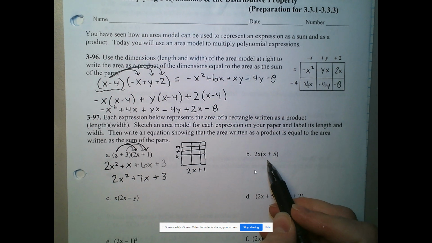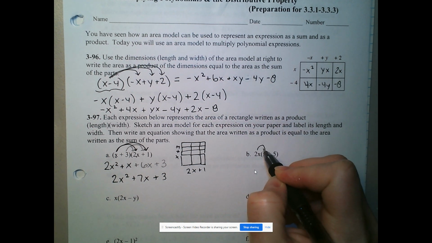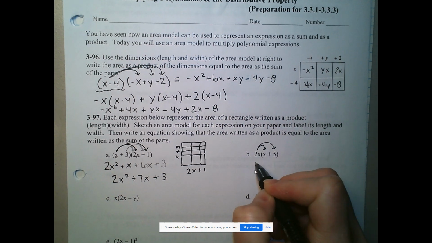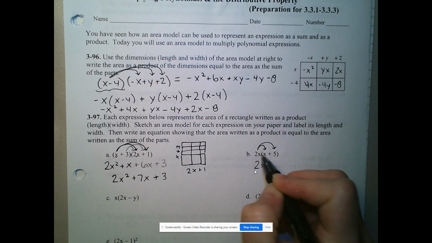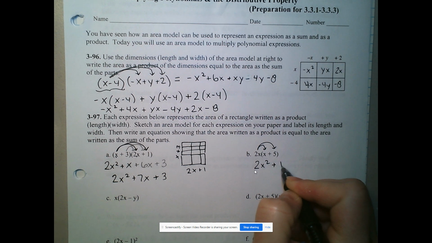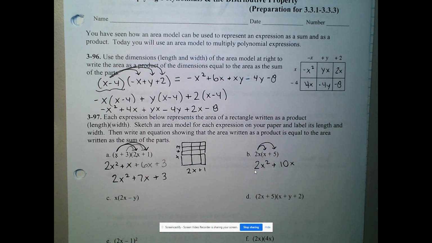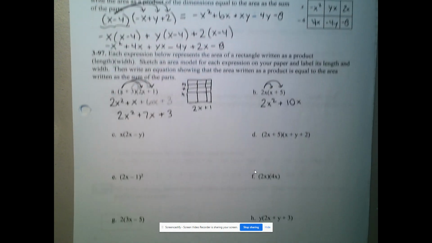Now, this is not a binomial times a binomial. You're just distributing the 2x. So 2x times x is 2x squared. The 2x times 5 is plus 10x, and you are done. Much faster than drawing the algebra tiles.